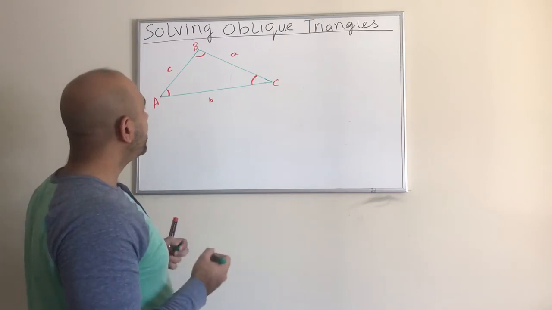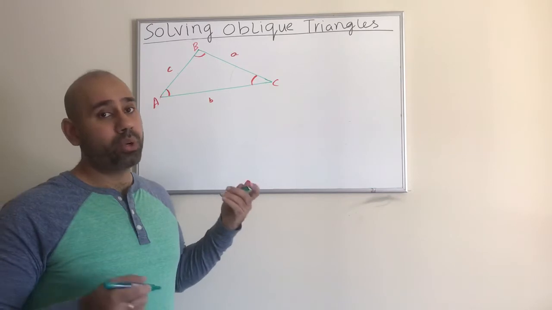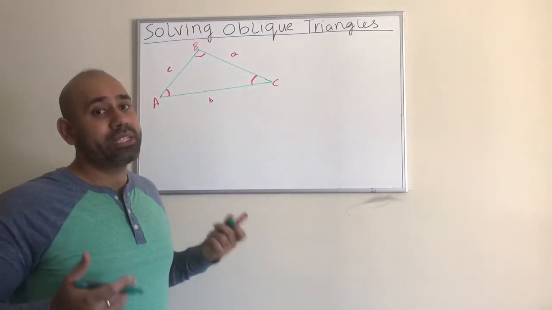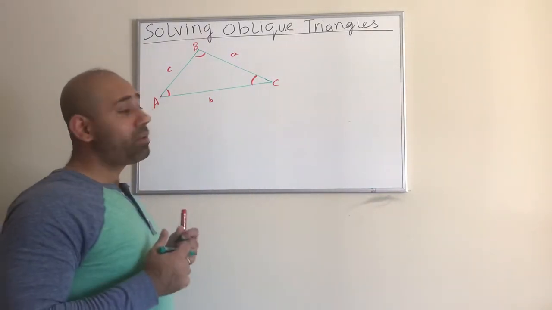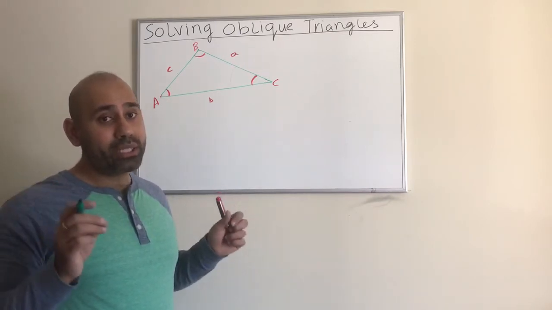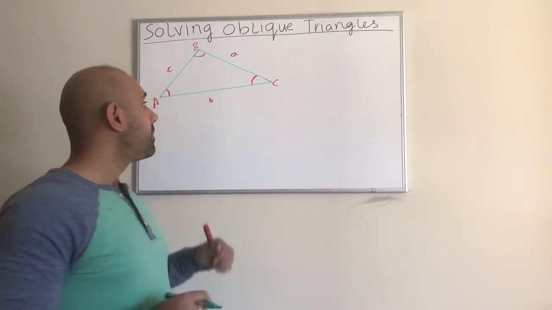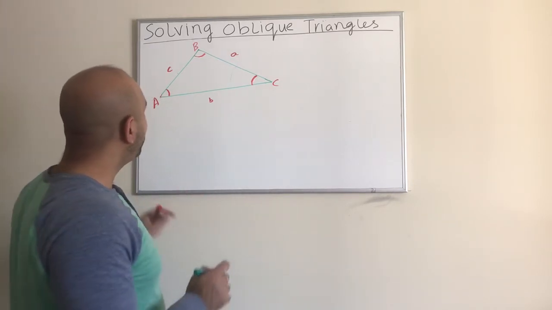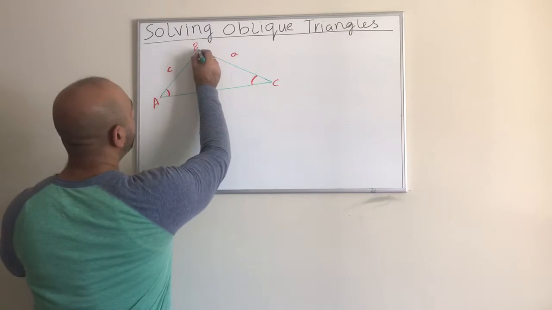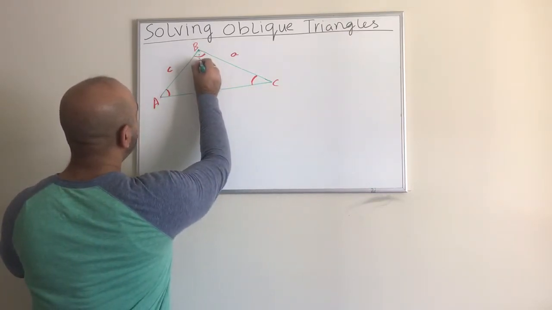One of the things is, again, we cannot use the definition SOHCAHTOA because it is not a right triangle. If it was a right triangle, then we would have used that and we could solve for it. But this is an oblique triangle, different than a right triangle. So one of the things that we can do here is drop a perpendicular from here onto this line AC. So let us drop that perpendicular.